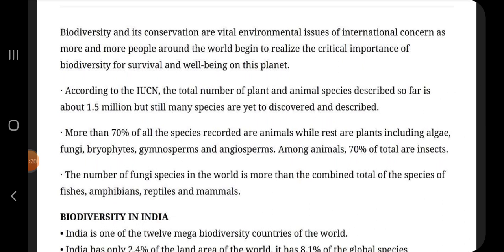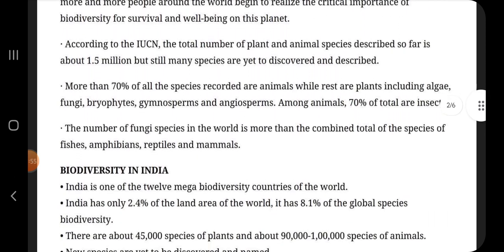According to IUCN, the total number of plant and animal species described so far is about 1.5 million, but still many species are yet to be discovered and described. More than 70% of the species recorded are animals, while the rest are plants including algae, fungi, bryophytes, gymnosperms and angiosperms. Among animals, almost 70% of the total are insects, and the number of fungi species in the world is more than the combined total of the species of fishes, amphibians, reptiles and mammals.